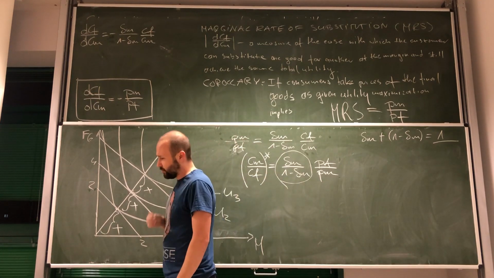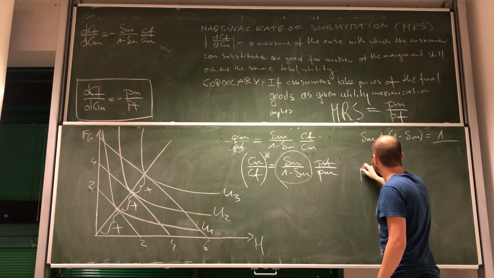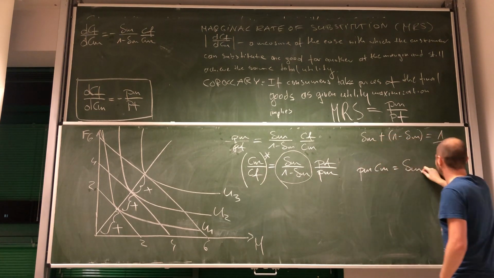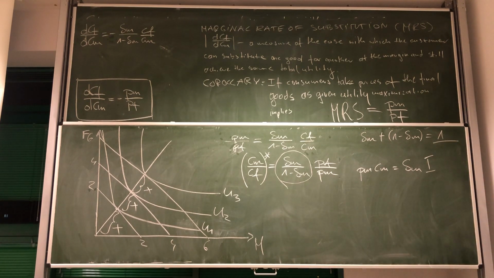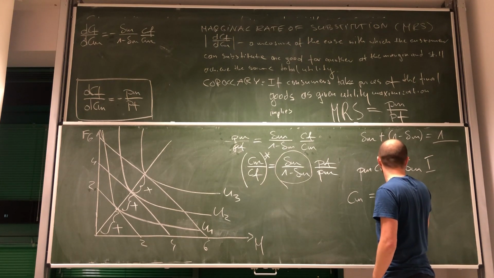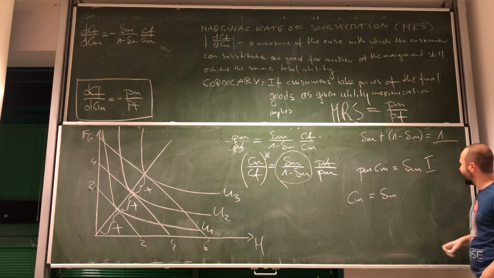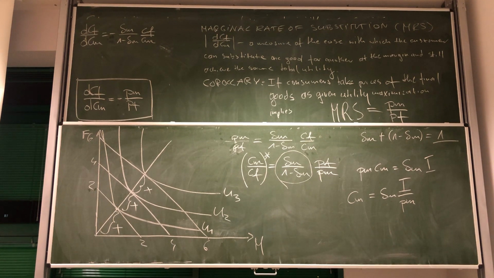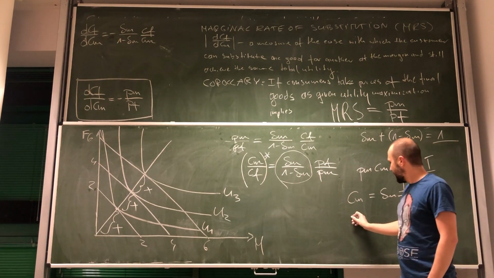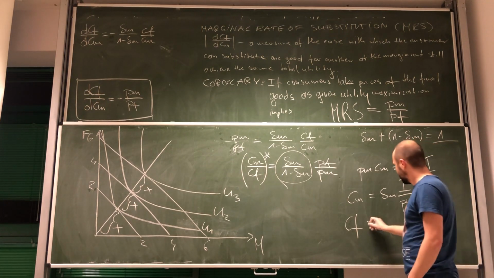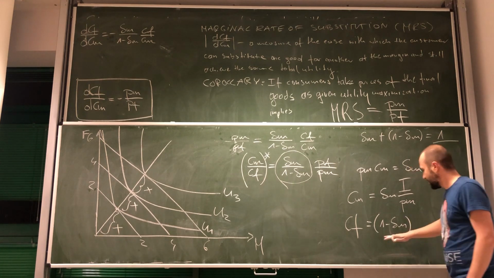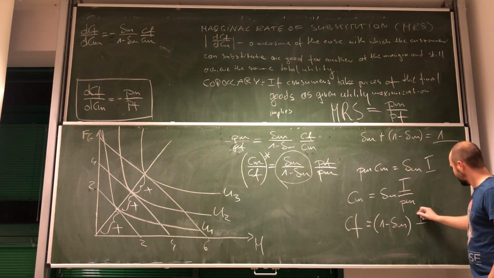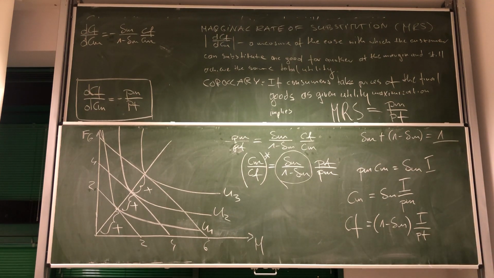And look, where else can we see it? Look, we also said that PM CM is equal to delta M I. And look, from this we get that the level of consumption of manufacturers is equal to some fixed parameter delta M, income over PM. So again, in here we see that consumption of manufacturers depends solely on the level of income and price of manufacturers. And by the same token, consumption of food is given by the share of food in income, income over price of food.